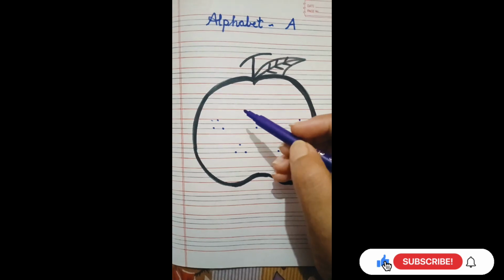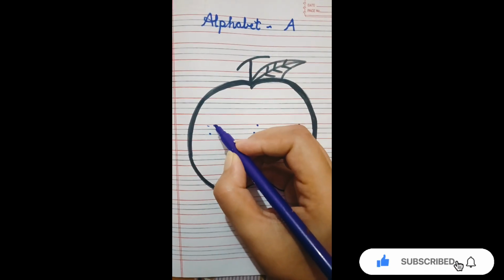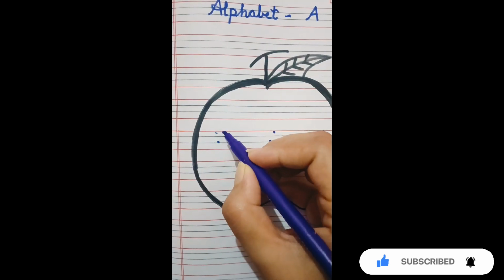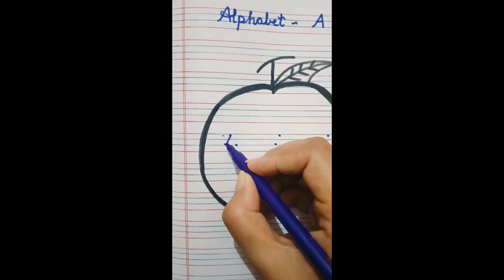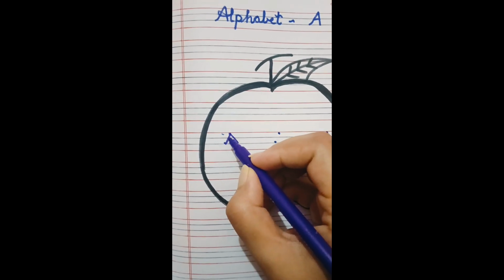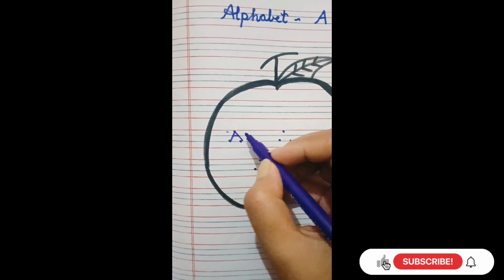Now we will learn how to write alphabet A. Let's start. Draw a slanting line. Then again draw a slanting line. Then draw a small slipping line in the middle.